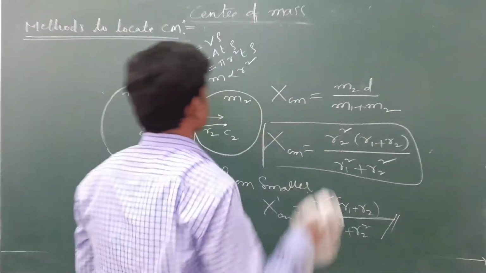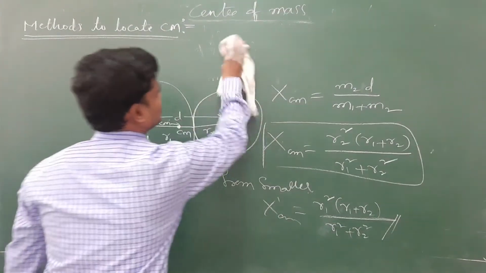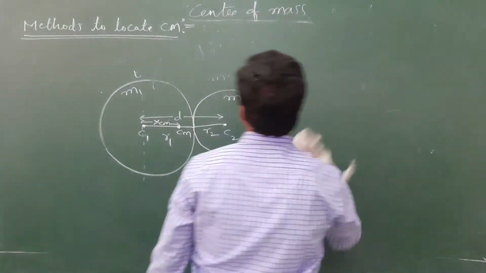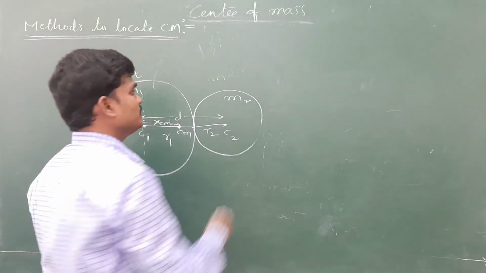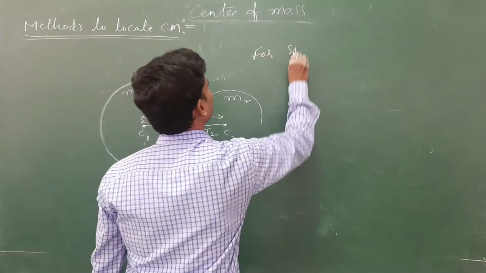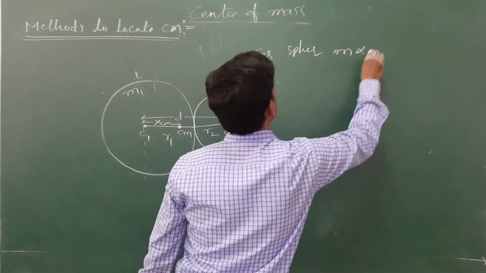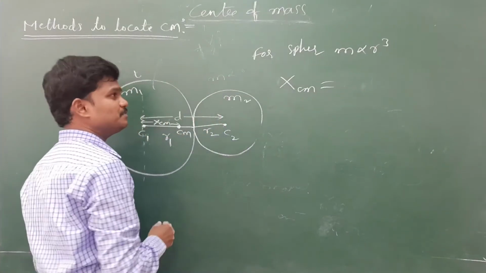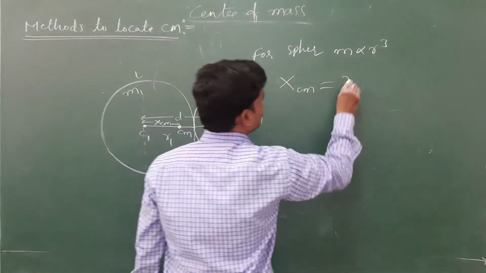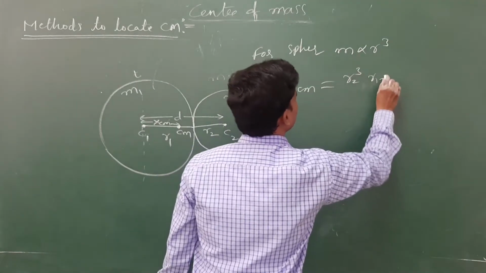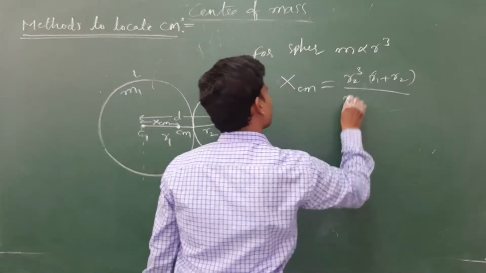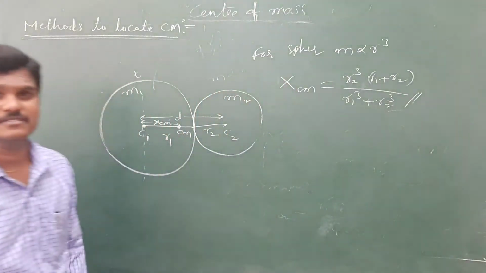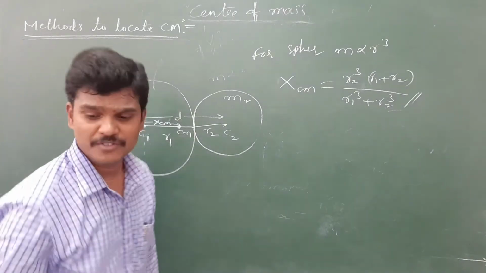Now if it is a sphere, for spheres we know mass varies with volume. For a sphere, mass is proportional to the cube of the radius. Then we can write the distance of the center of mass from the first sphere. Earlier we got R2 square, so now just write R2 cube into R1 plus R2 by R1 cube plus R2 cube. For spheres, just write mass proportional to the cube of the radius.